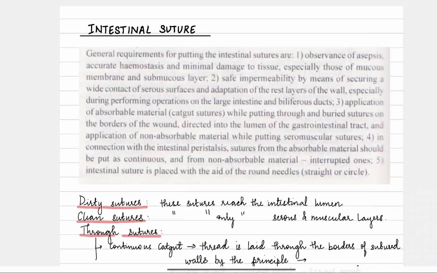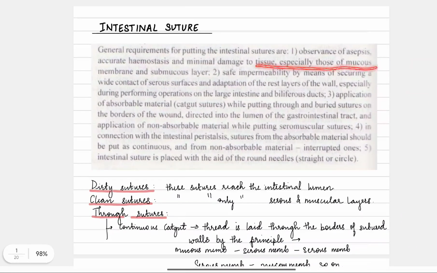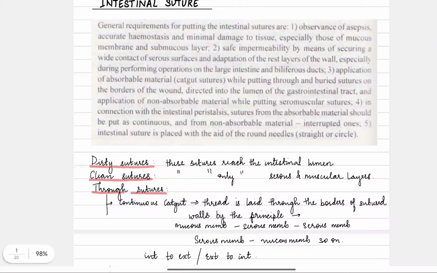Now we move on to the intestinal sutures. The general requirements for putting intestinal sutures are that we need to observe asepsis, accurate hemostasis, and minimal damage of the tissue, especially to the mucous membrane and submucous layer. Impermeability is achieved by securing wide contact of the serous surfaces and adaptation of the rest of the layers of the wall.